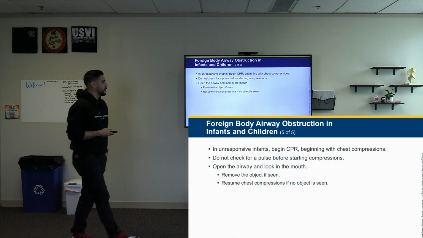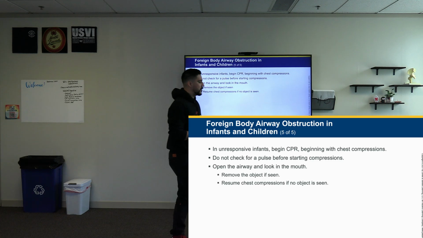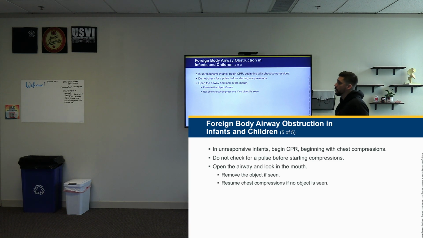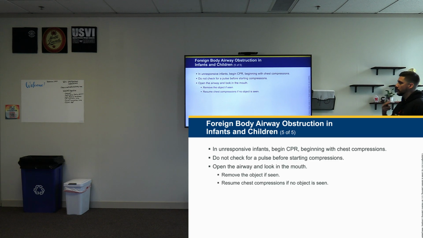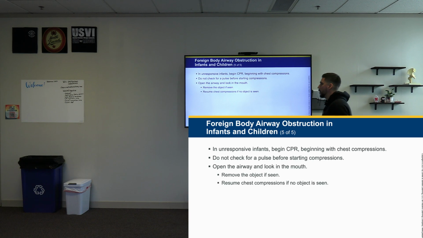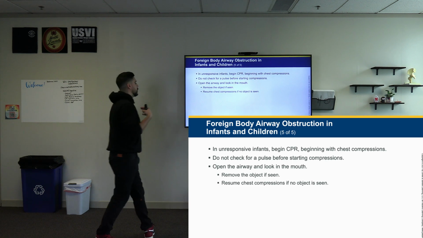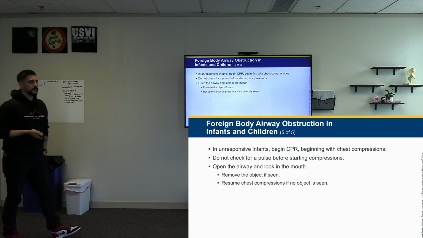Now, in unresponsive infants, begin CPR starting with chest compressions, right? So we're gonna do our 30 and 2 as a single rescuer. If we're gonna be dual rescuer, 15 and 2. Now, do not check for a pulse before starting compressions if we know they're unresponsive, okay? Open the airway, look in the mouth, remove the object if we see it. If not, resume chest compressions, okay?